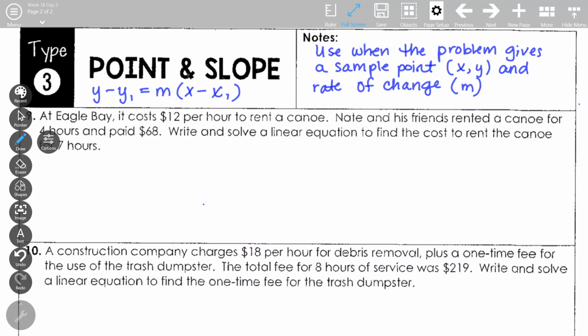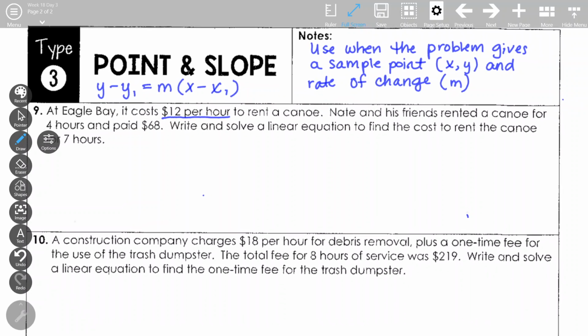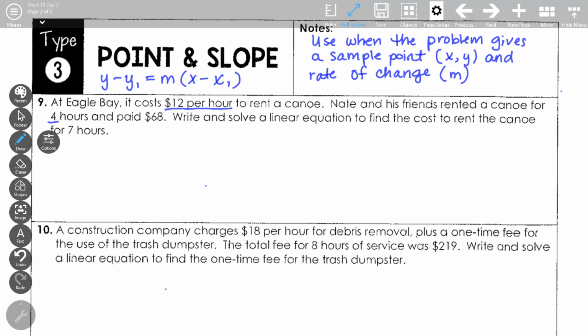So let's look at number 9. At Eagle Bay, it costs $12 an hour to rent a canoe. All right, that's important. $12 an hour to rent the canoe. All right. Nate and his friends rented a canoe for 4 hours and paid $68. Okay, that's pretty important. Let's underline that. 4 hours and paid $68. Write and solve a linear equation to find the cost to rent the canoe for 7 hours.